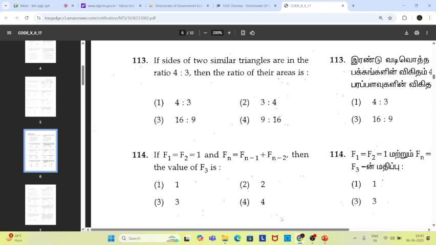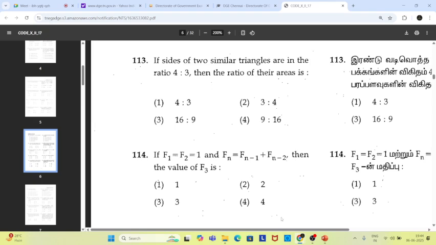Yes, sir. If F1 is equal to F2 is equal to 1 and Fn is equal to Fn minus 1 plus Fn minus 2, then the value of F3 is. Instead of n, you put 3. Suppose F3 equal to what? See, instead of n, if you put 3, then F3 is equal to F2 plus F1.